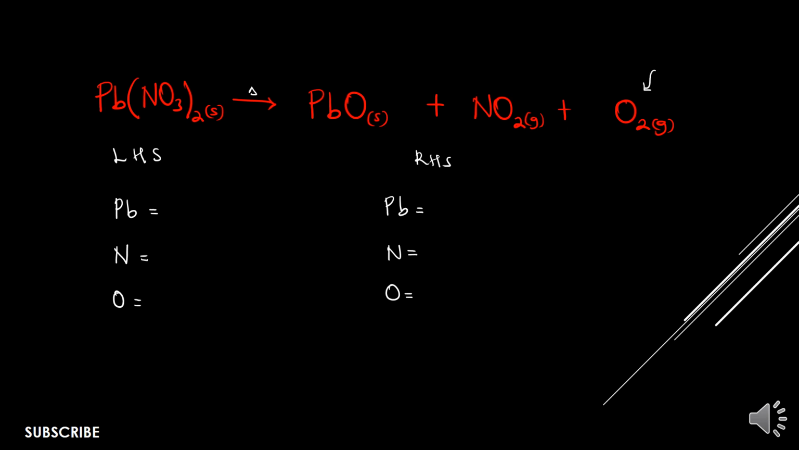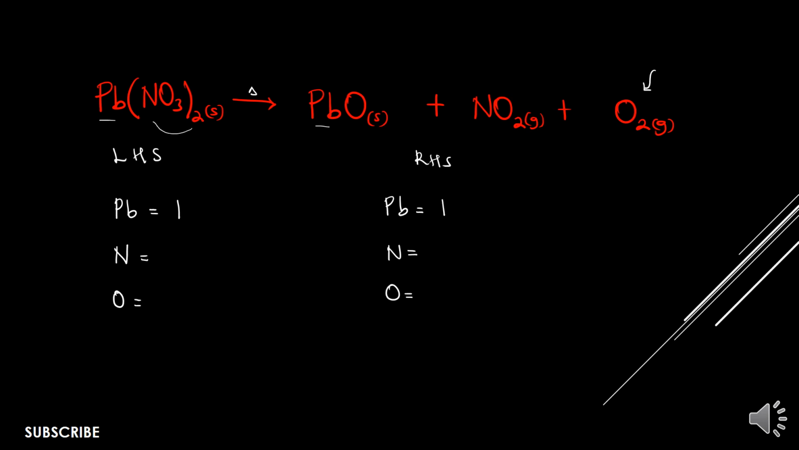If at all you are not used to this kind of method of using fractions, it's fine to use your other method, but to me it works wonders. So when you look at the left hand side, we have 1 atom of lead. Right hand side we also have 1. So lead is balanced. We go to nitrogen.